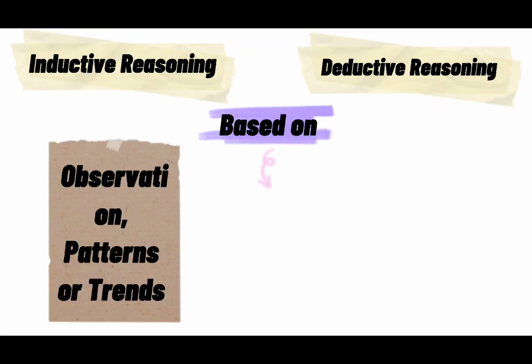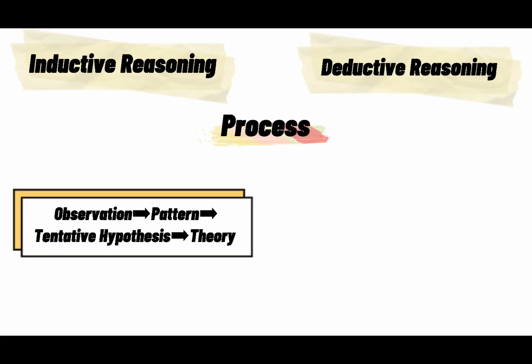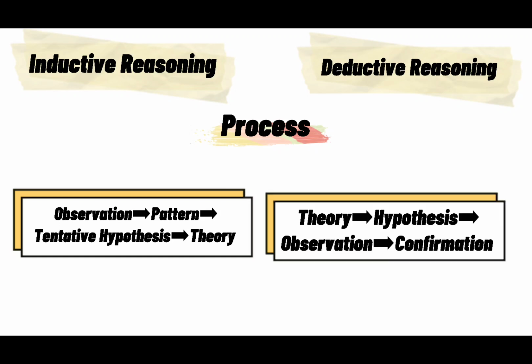Inductive reasoning. Deductive reasoning. Based on: observation, patterns or trends; facts, truths, and rules. Process. Observation, pattern, tentative hypothesis, theory. Theory, hypothesis, observation, confirmation.